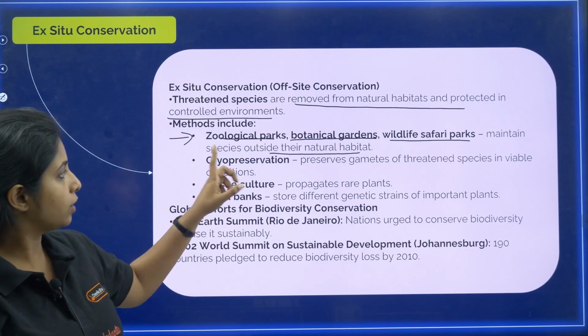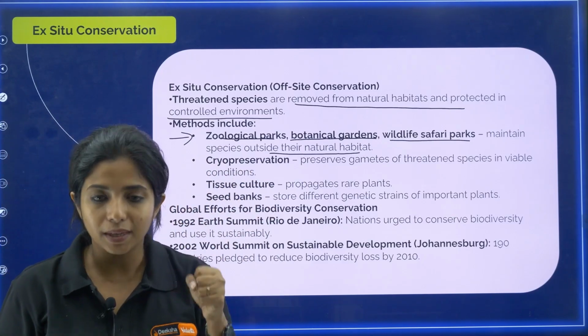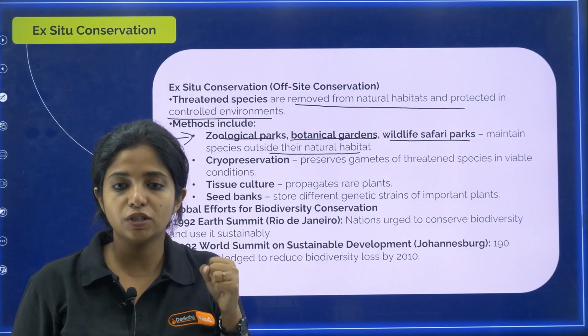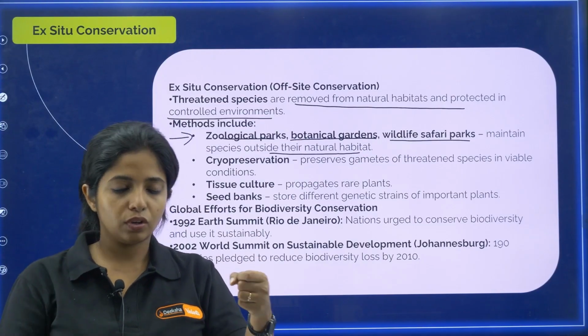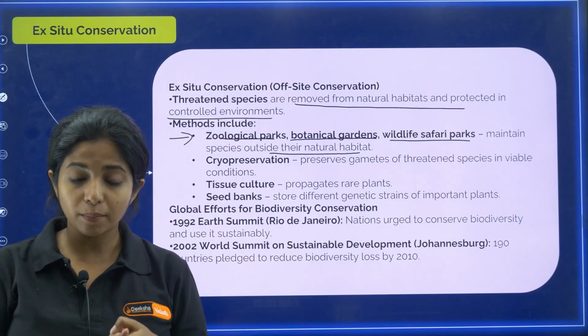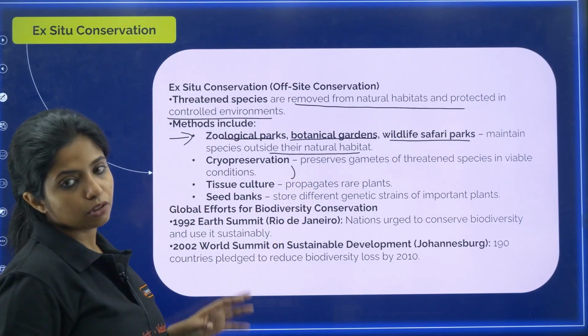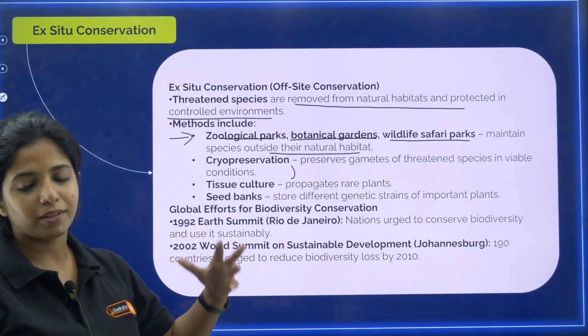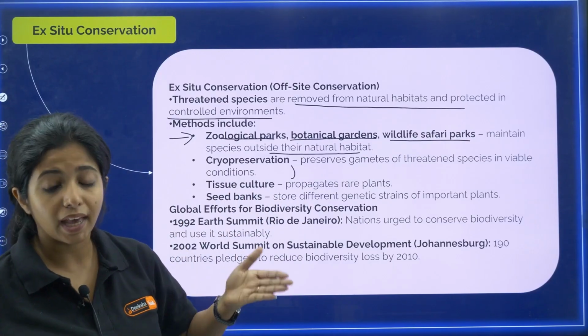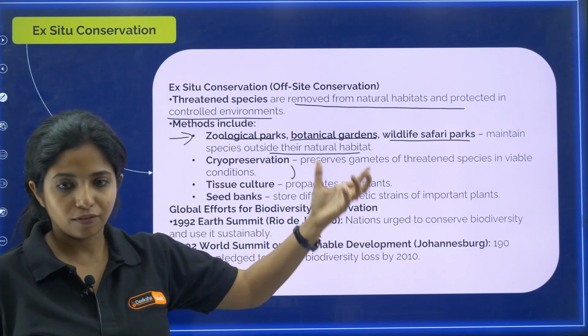Now, apart from that, you have cryopreservation and everything, where what do you do? You are going to preserve the gametes of the threatened species which are there, and later you can fuse them in vitro in the laboratory condition. So cryopreservation is also a method of conservation, my dear children. And then later you can take the help of tissue culture or IVF or whatever you want, depending on the organism which is there. If it's a plant, then tissue culture. If it's an animal, IVF and everything.